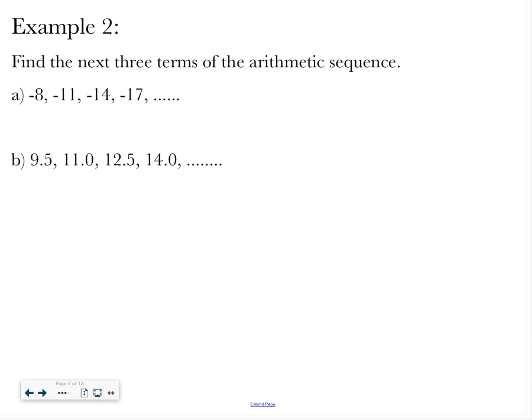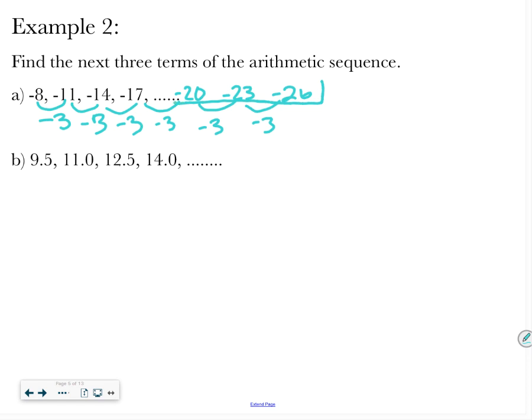We want to find the next 3 terms of the arithmetic sequence. So we're told that these are arithmetic sequences. That means they are changing by the same amount each time. To go from negative 8 to negative 11, I'm subtracting 3. Negative 11 to negative 14, I'm subtracting 3. Negative 14 to negative 17, again, I'm subtracting 3. So if I subtract 3 more, I'm at negative 20. Subtract 3 more, I'm at negative 23. Subtract 3 more, I'm at negative 26. So those 3 numbers would be the next 3 terms in the arithmetic sequence.